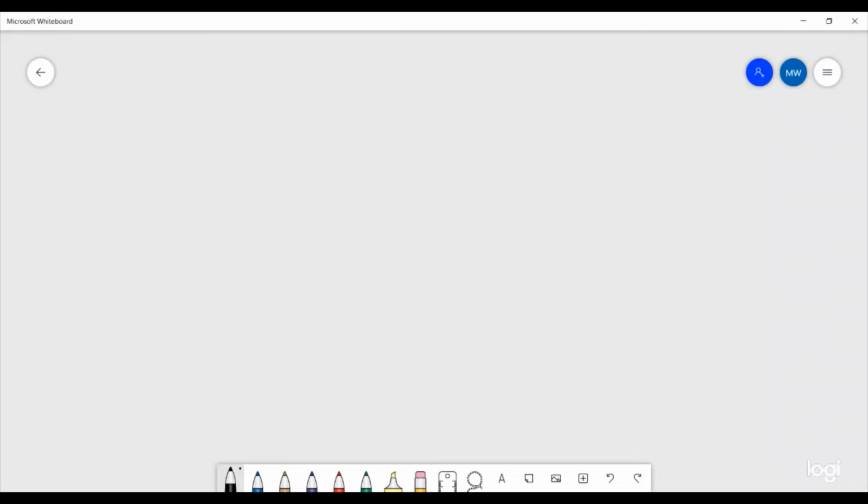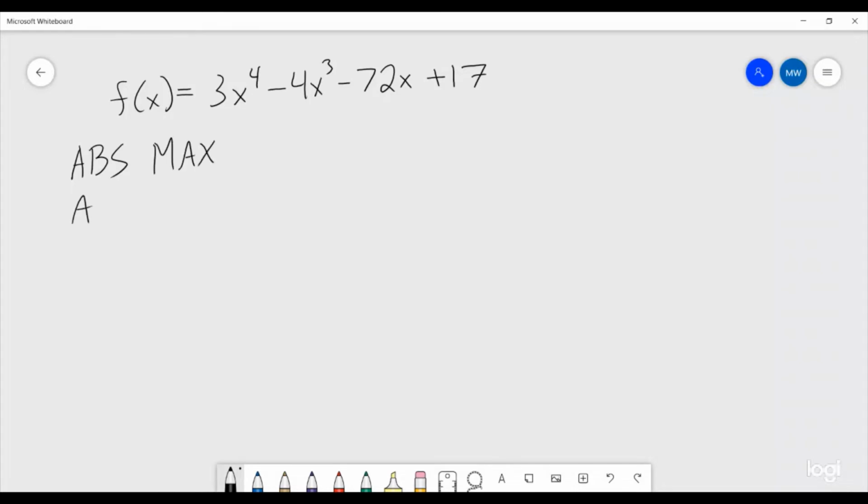Alright, now that we've done some absolute maximums and minimums by looking at a graph, let's do some of those same things, but this time from a function. So let's say that we have f of x equals 3x to the 4th minus 4x cubed minus 72x plus 17, and we are trying to find the absolute maximum and the absolute minimum on the interval -5 to 5.